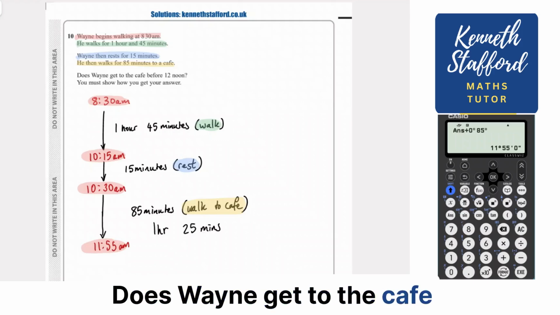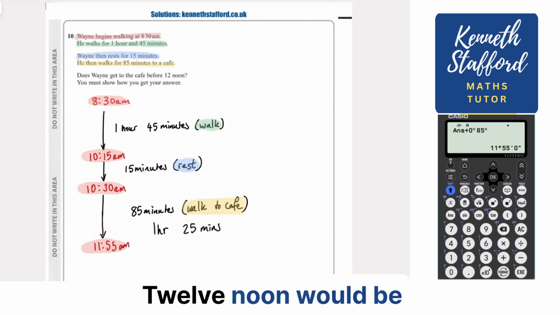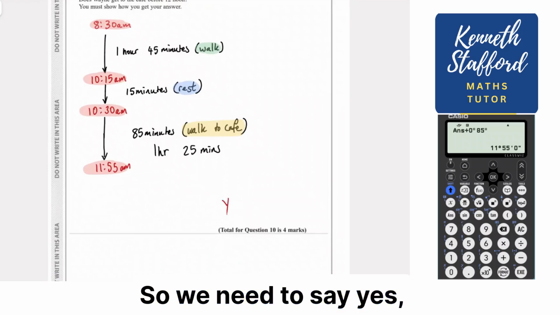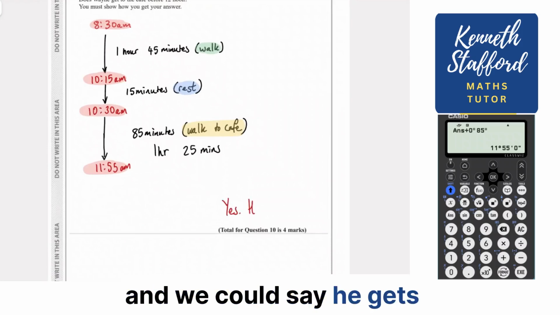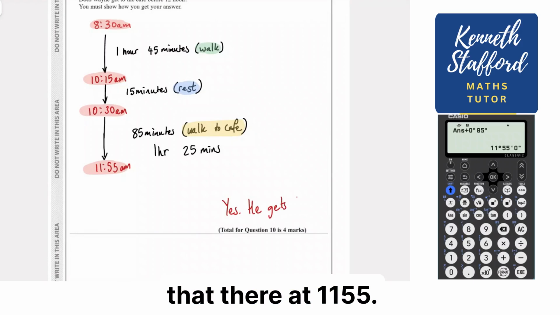Does Wayne get to the cafe before 12 noon? Yes, 12 noon would be 5 minutes later. So we need to say yes. And we could say he gets there at 11:55.